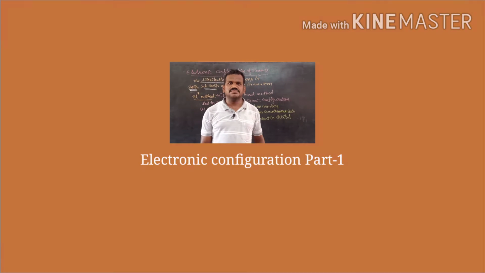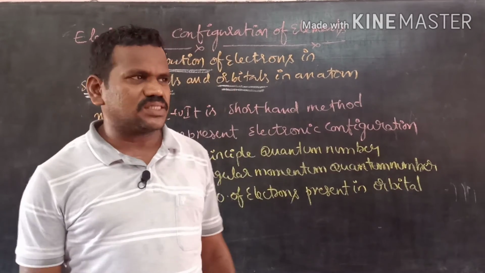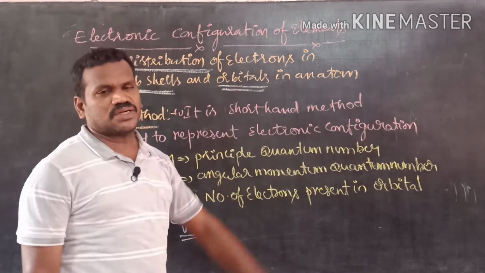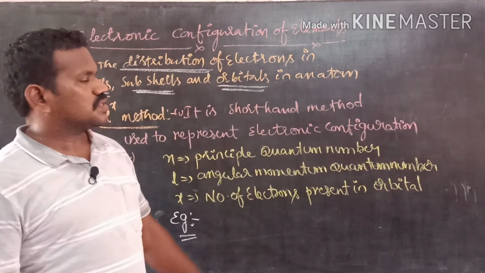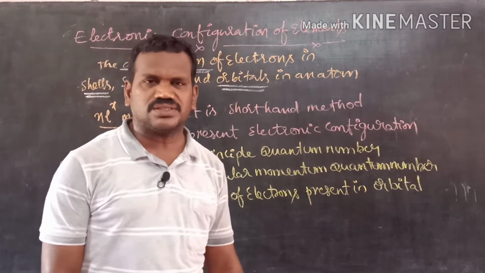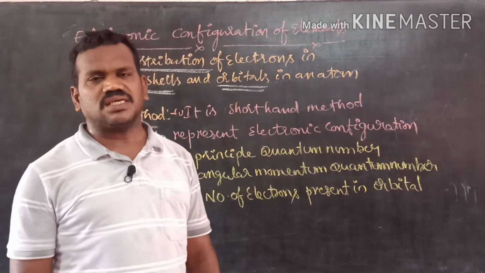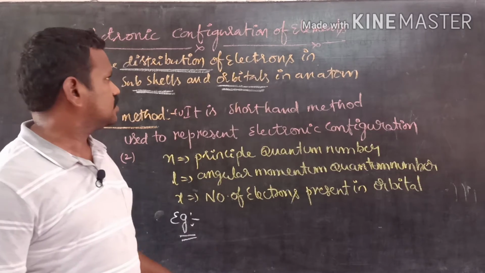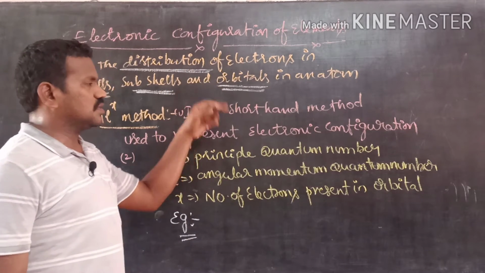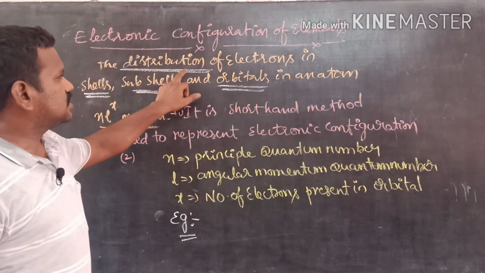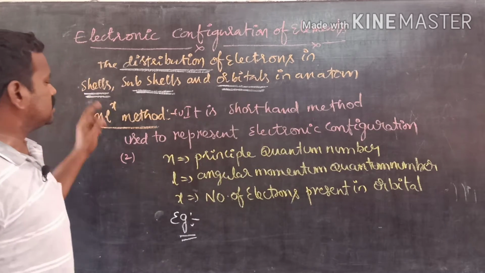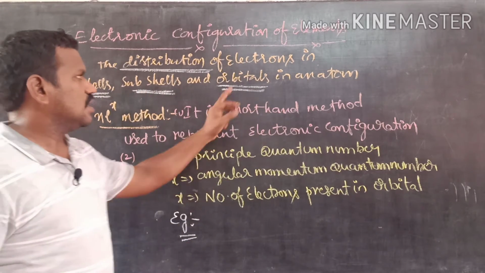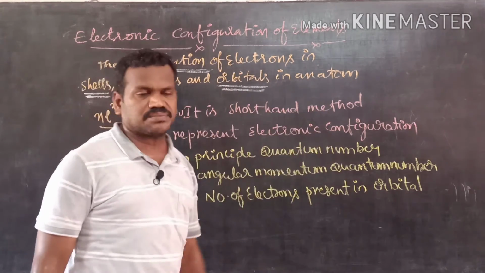Hi students, today we are going to discuss an important topic in structure of atom, that is electronic configuration of elements. What is this electronic configuration of elements? See the definition of electronic configuration: the distribution of electrons in shells, subshells and orbitals in an atom.